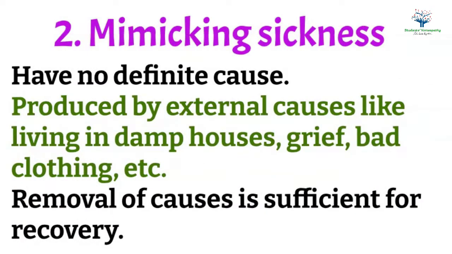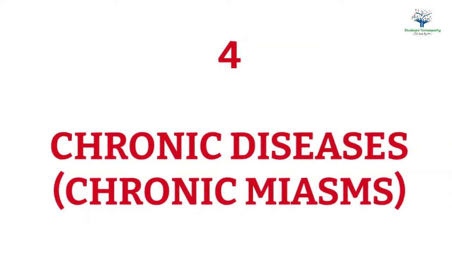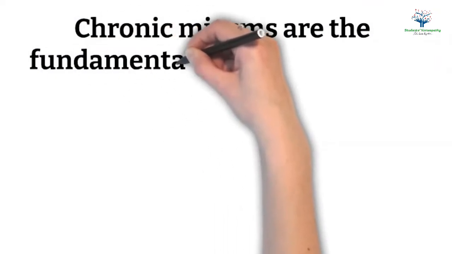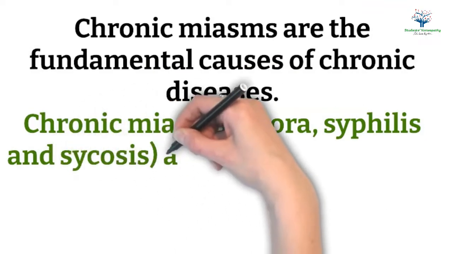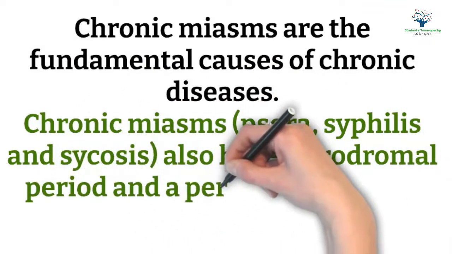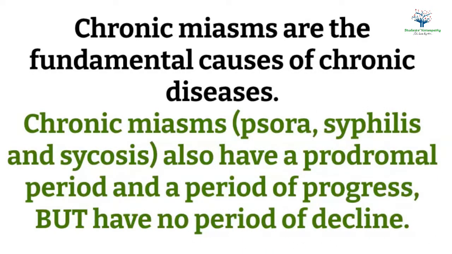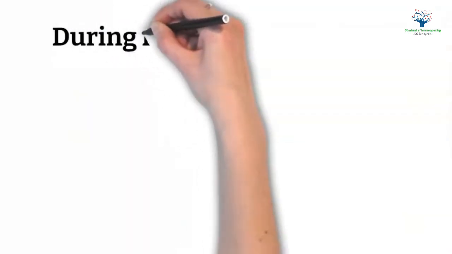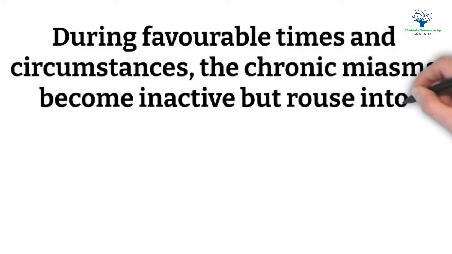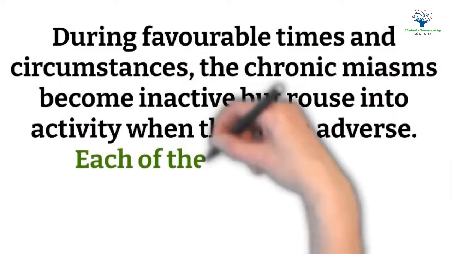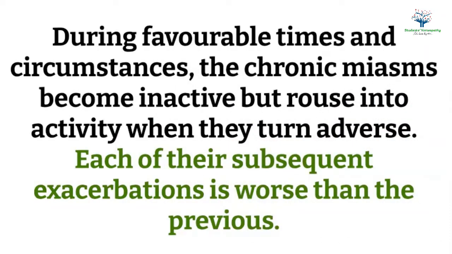Next, our point of discussion is chronic diseases due to chronic miasms. Chronic miasms are the fundamental causes of chronic diseases. Chronic miasms, that is, psora, syphilis, and psychosis, also have a prodromal period and a period of progress, but have no period of decline. During favorable times and circumstances, the chronic miasms become inactive but rouse into activity when they turn adverse. Each of their subsequent exacerbations is worse than the previous.